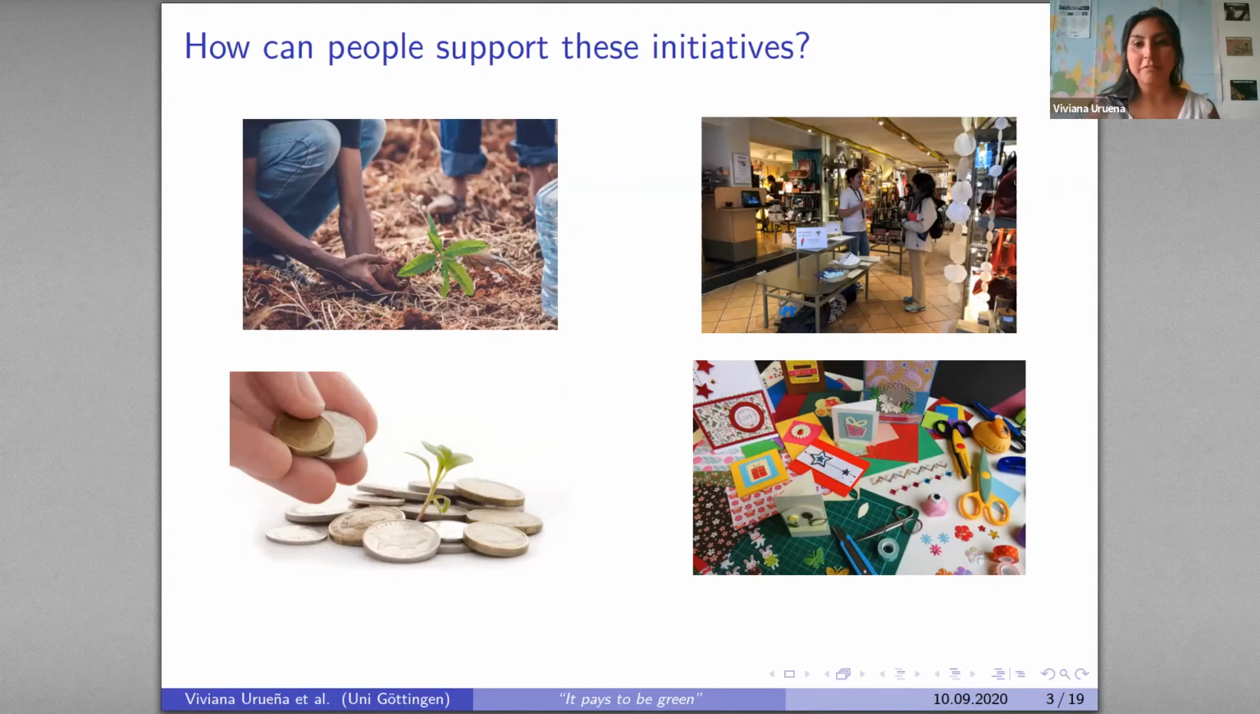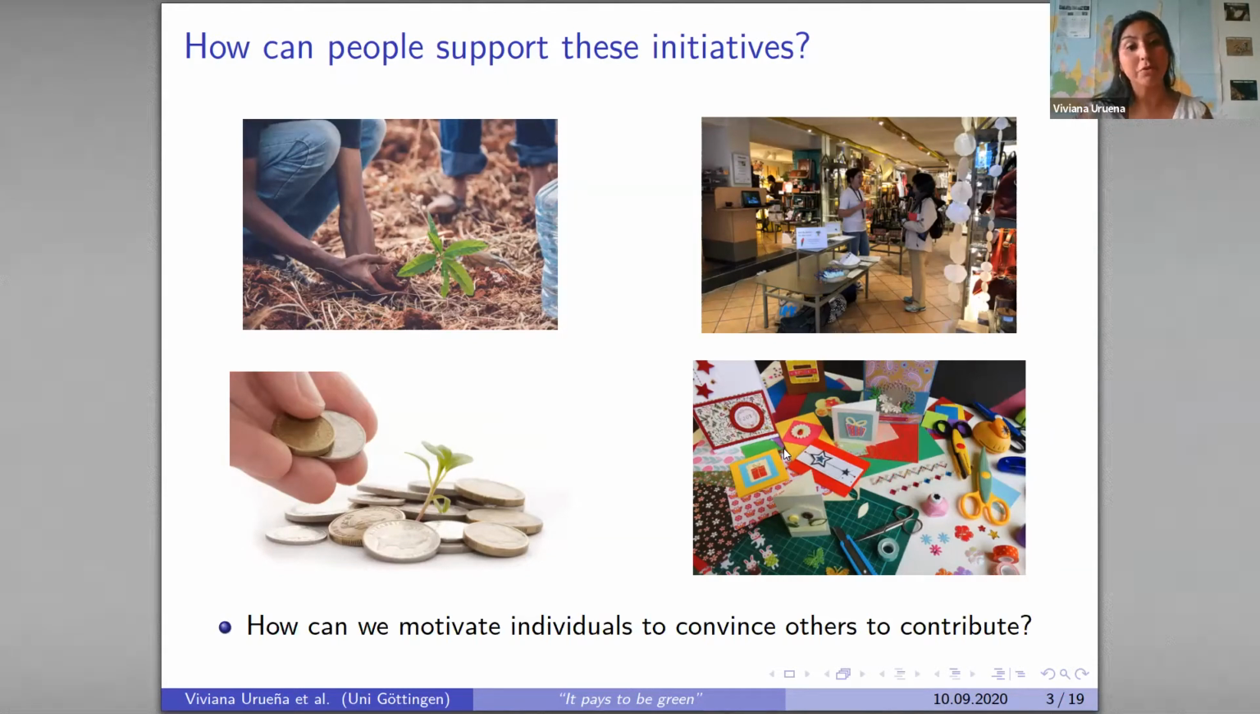So for example, in the photo, we see somebody in a shop talking with one person that came there and trying to convince them to donate money for a charity. Or as you know, for example, UNICEF, you can donate in exchange of a card. So we also have these crafts here. Then the next question that we have is, how can we motivate these individuals to convince others to contribute? And this is what we will be focused on.